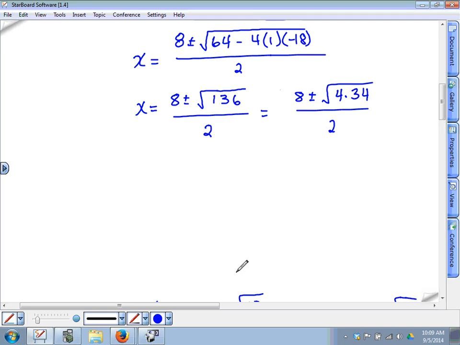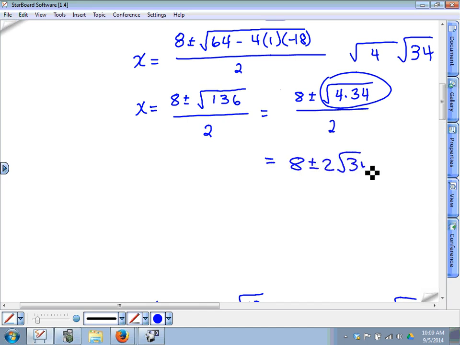I'm trying to simplify this, right? Square root of 4 times 34 is the same as the square root of 4 times the square root of 34. Those two things are exactly the same. And what's the square root of 4? 2. So that changes into 2 square root of 34. Now are we done? Still not.